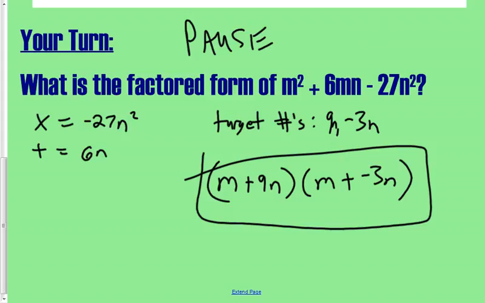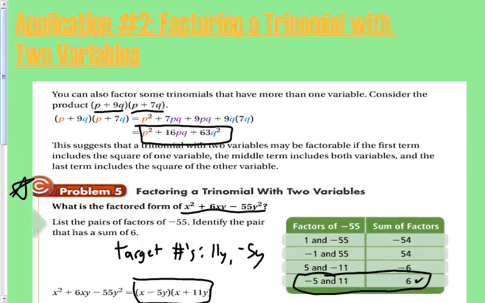And when you pop those into your binomials with the m, we get this as our factored form. And again, you can double check it by FOILing, and it will match up. It matches up to m squared plus 6mn minus 27n squared. So that was the second application where you have an extra variable in there.